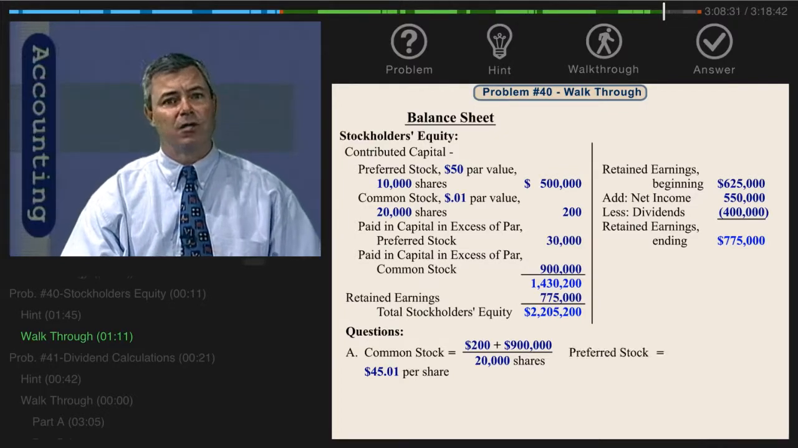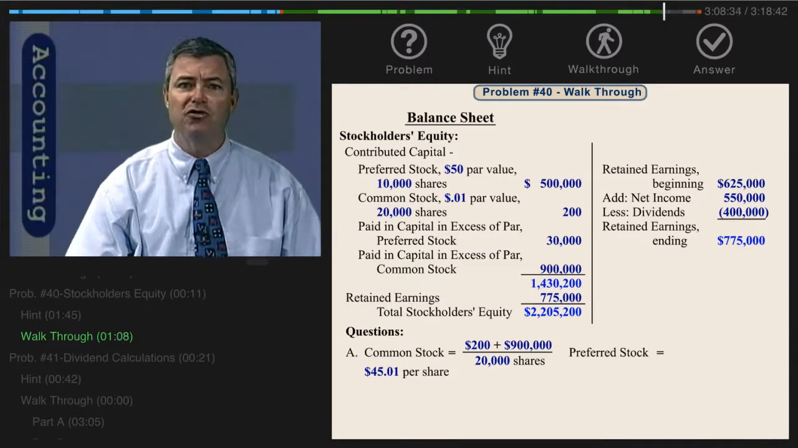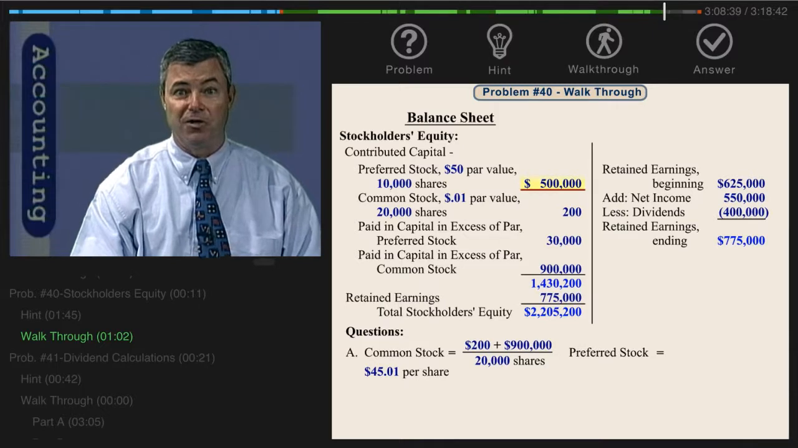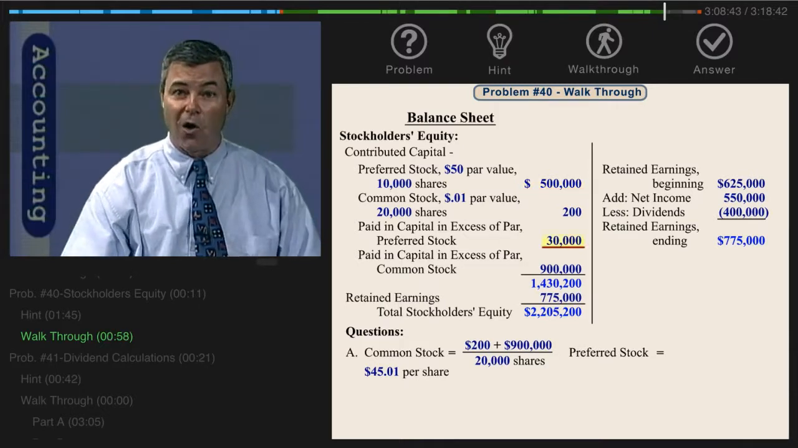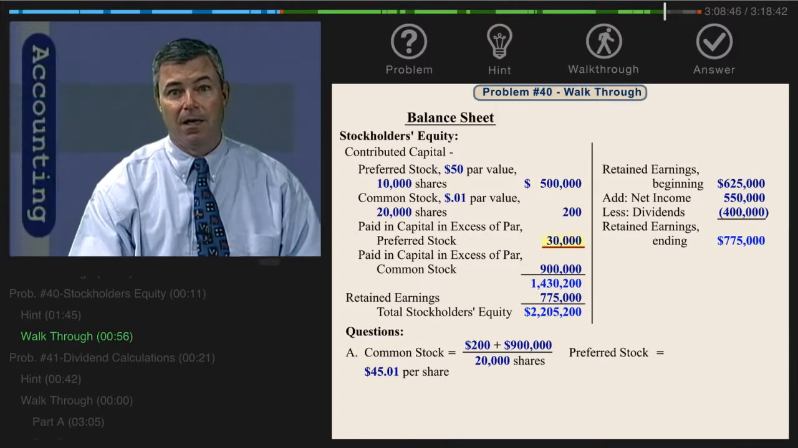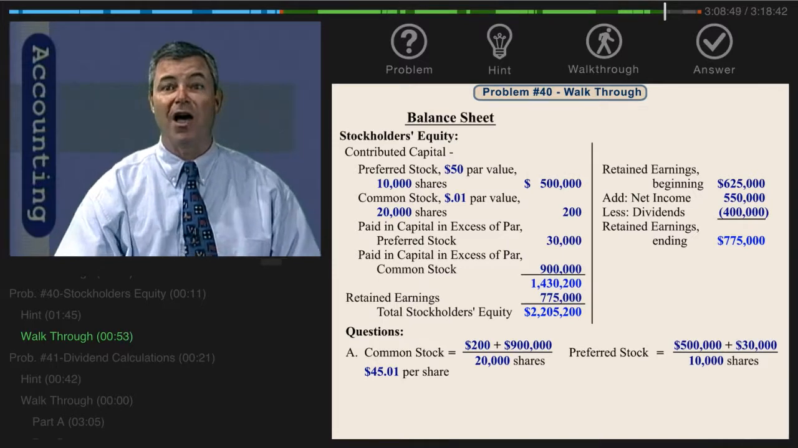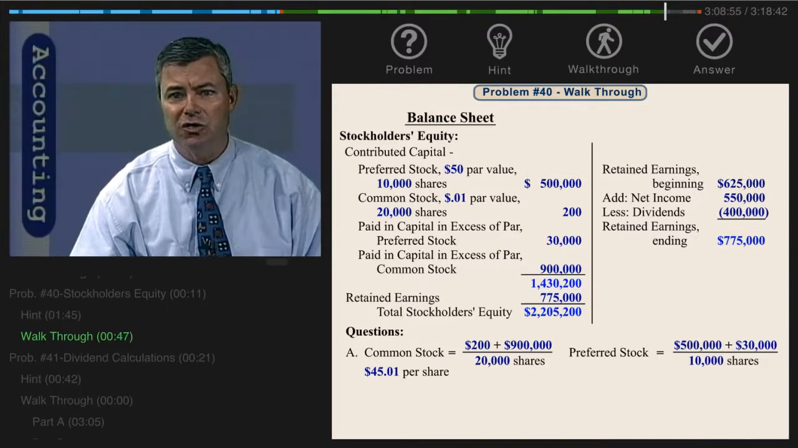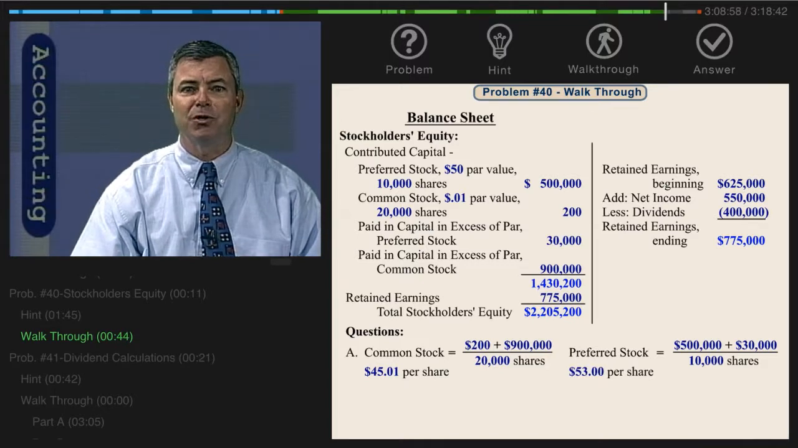As far as the preferred stock is concerned, again, how much has been contributed by the preferred shareholders was $500,000 of par value preferred stock, and then the amount in excess of par value was also contributed, or $30,000. The preferred stock shares numbered 10,000, so the actual contribution per share, or the price at which it was originally issued, must have been $53 per share.